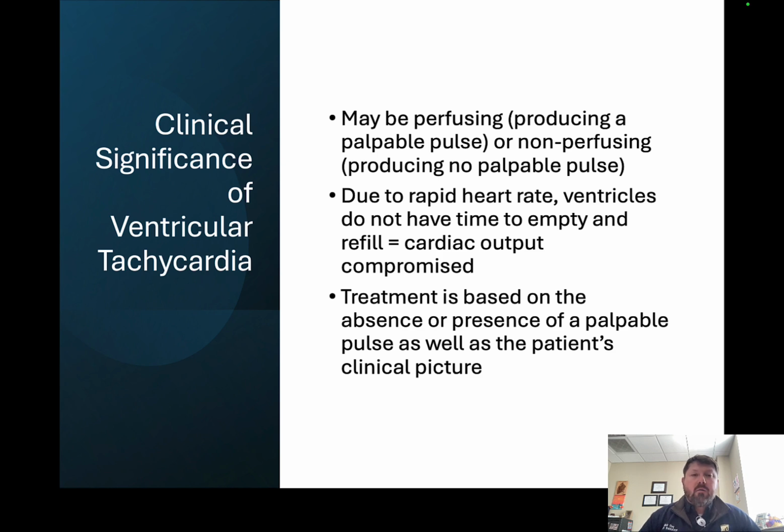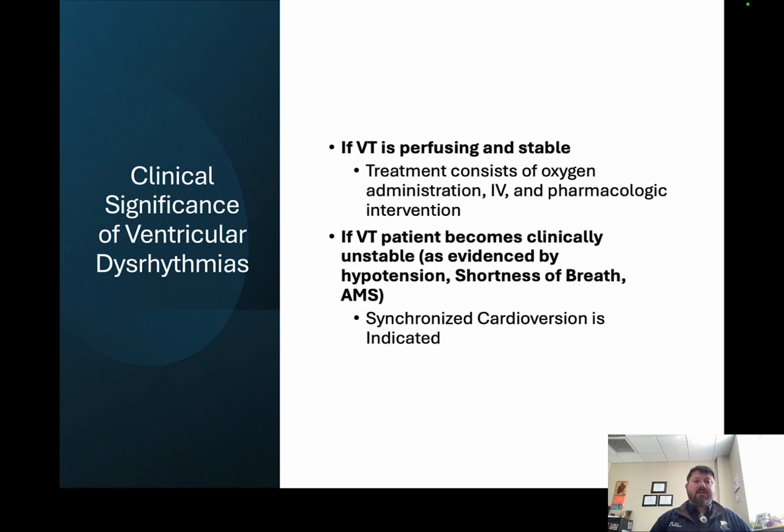Due to the rapid heart rate, the ventricles do not have time to empty and refill, so ventricular filling is altered, atrial kick is altered, the Frank-Starling mechanism is altered, so your cardiac output is going to be compromised. And your treatment is based off of what we just discussed. Do they have a pulse, and are they hemodynamically stable, or are they hemodynamically unstable?